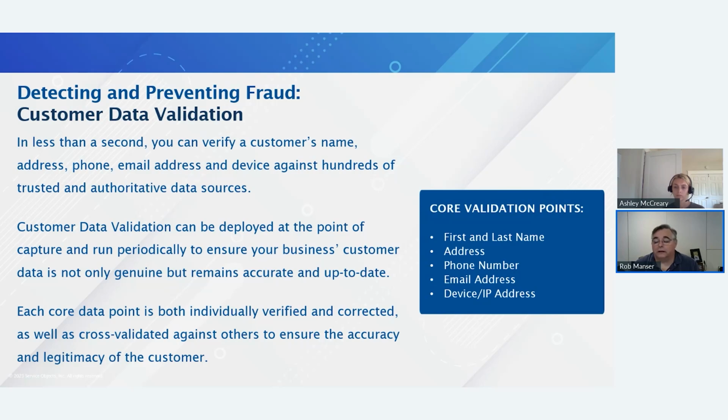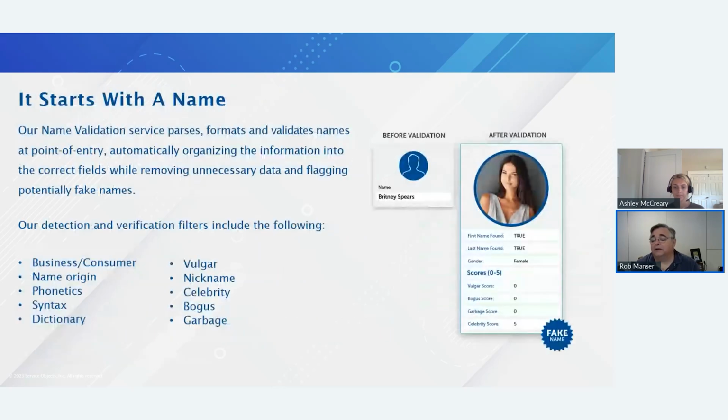And of course, in the context of fraud, we really want to try and stop them from coming in the front door, and that just sort of eliminates them right away. And as I mentioned, each of those core data points are verified and corrected in real time and scored in real time. So it's going to help you with the accuracy and legitimacy of your customer. So I thought I'd dive into maybe each one of the 5 data points. And it all starts with a name.